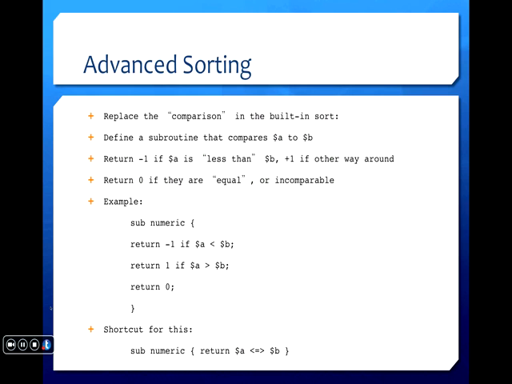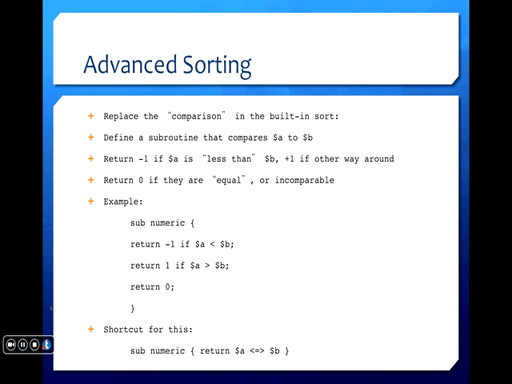Okay, here for example, I'm going to sort numerical values. You have to always use the two parameters or the scalars $a and $b specifically. You cannot change those to another word. This is how the sort will understand your subroutine. Okay, what I am saying here, if $a is less than $b, return -1. If $a is bigger than $b, return 1. Otherwise, if they are equal or incomparable, return 0 for me.